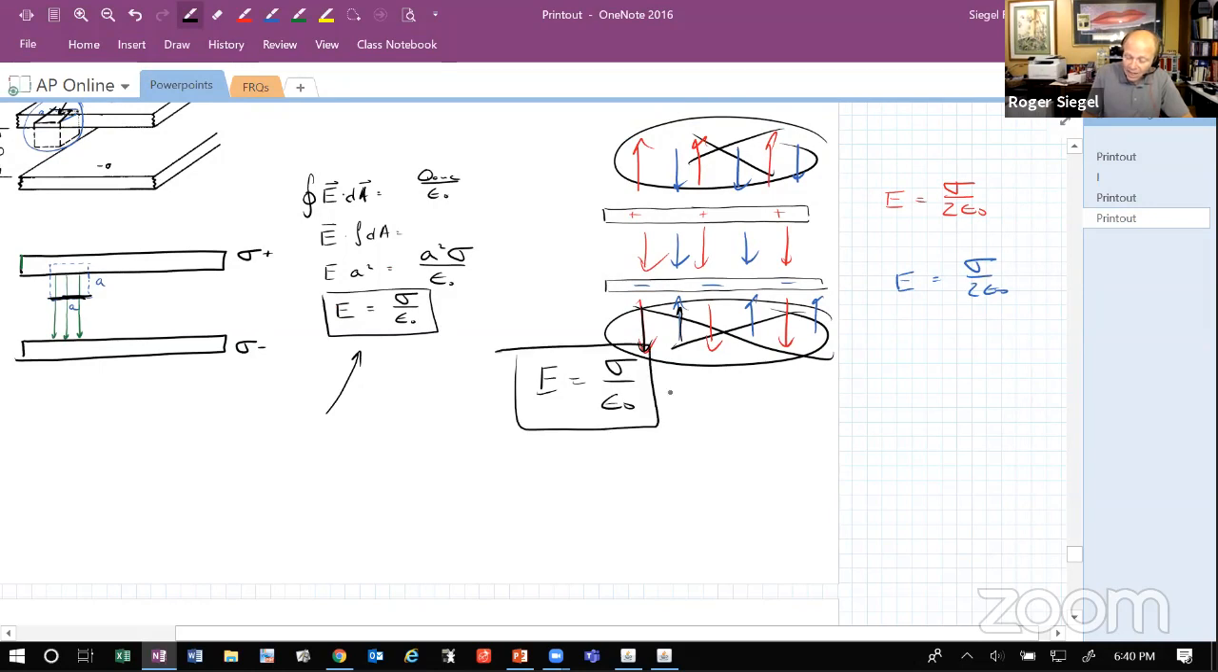Now the last thing, which will probably come up tomorrow, is this is also equal to V over D, the potential difference over that distance. So I just wanted to throw that one at you. That one is something that should show up pretty soon.